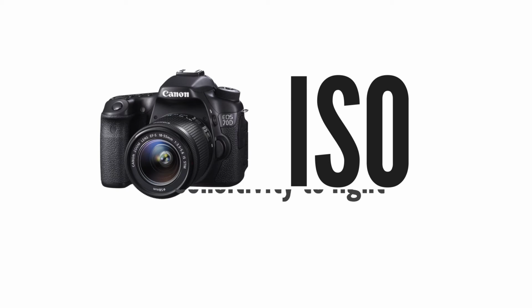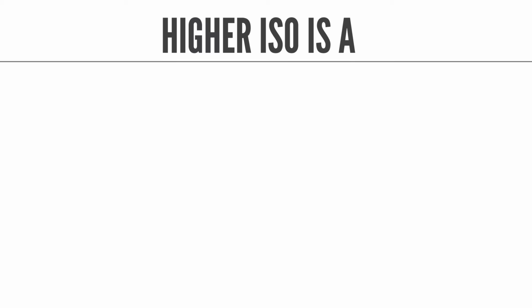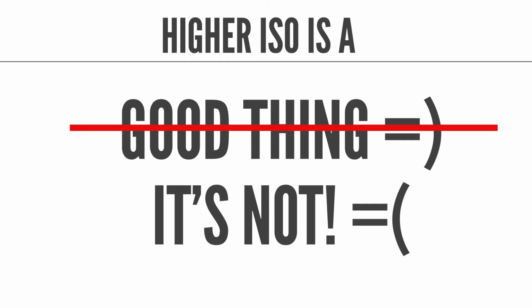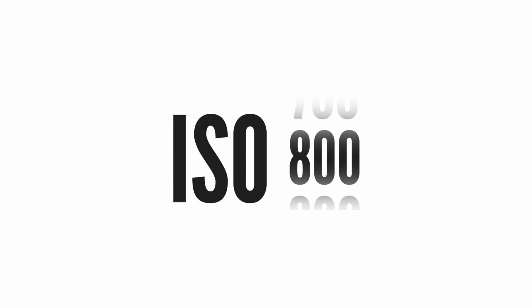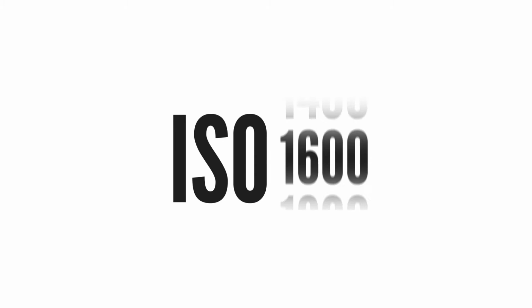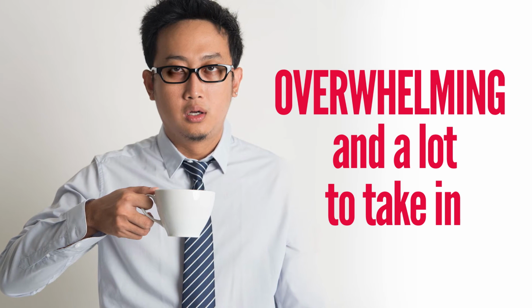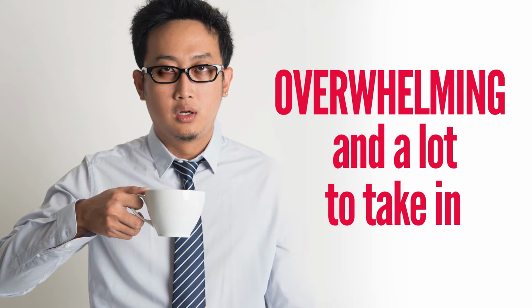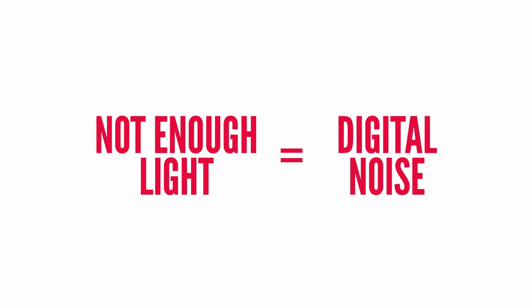Basically, this is how sensitive the camera sensor is to light, and while this sounds like a good thing, it's not. Because the more sensitive the camera sensor becomes, the more likely the camera sensor will make errors, which results in the digital noise that you see. While all of this sounds overwhelming and a lot to take in, just remember this simple saying to live by: not enough light equals digital noise.